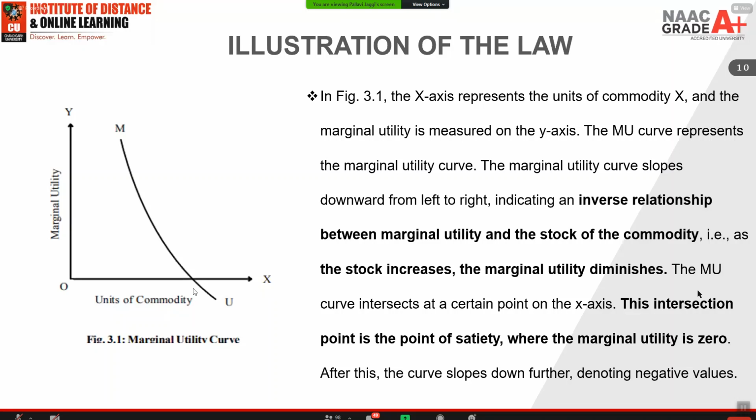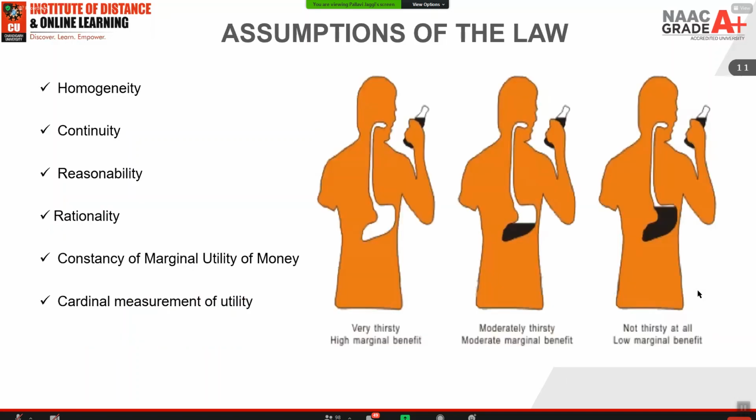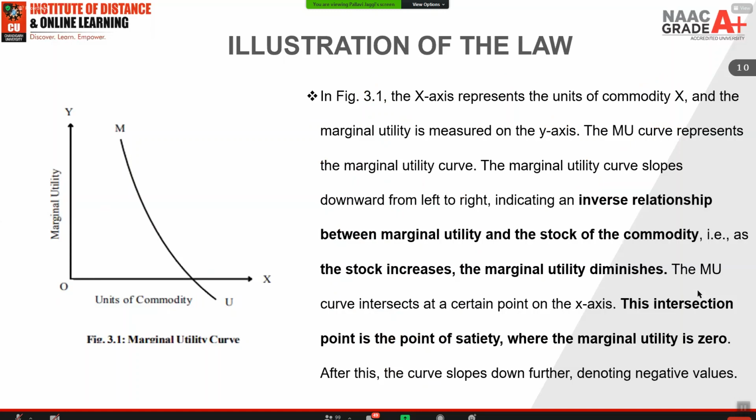At this point, you can see on the x-axis, the MU curve is intersecting. So this point shows that the marginal utility is 0. And after this, the curve will slope down further. This will show the negative values, which implies the dissatisfaction on the part of consumers for excessively consuming the commodity. So this was the illustration of this law by the table and by the graph.